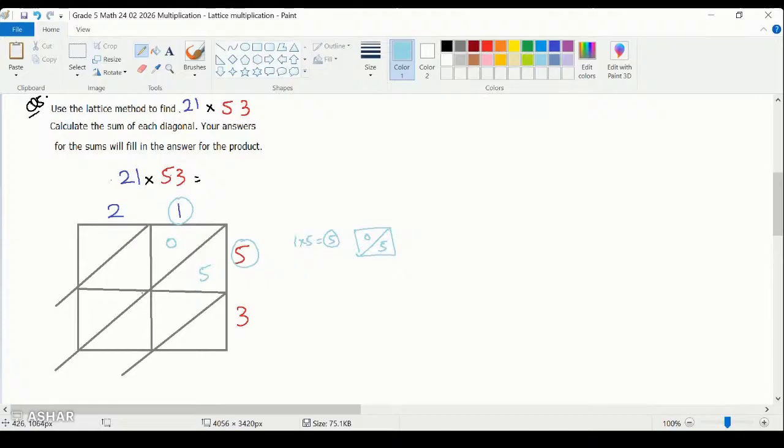Then 1 multiplied by 3 was 3. So we can write 0, 3. For the next one, 2 multiplied by 5 would be 10. So 10 can be written as 1, 0. And 2 multiplied by 3 can be written as 6. So we simply write 6 in units. Okay, let's add the diagonals together.